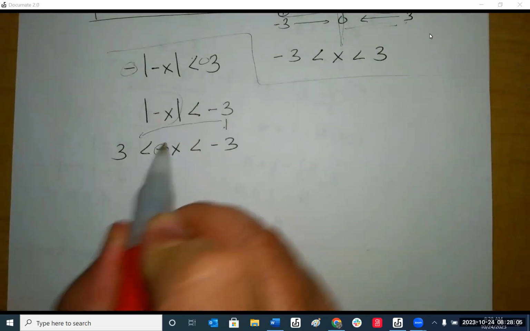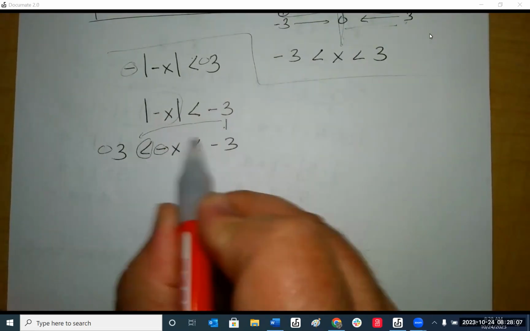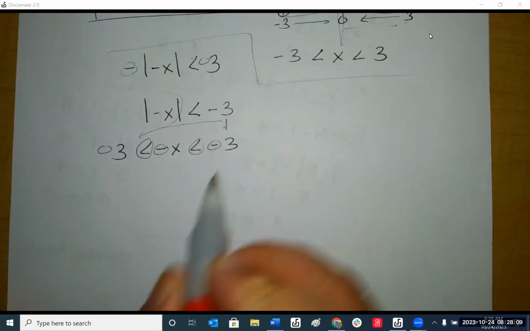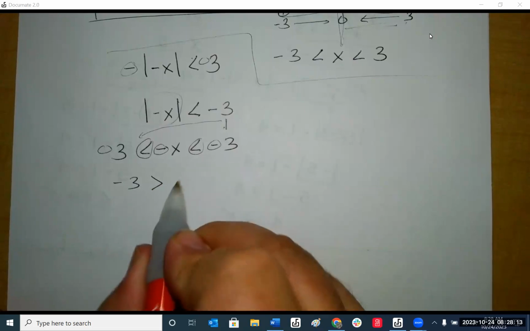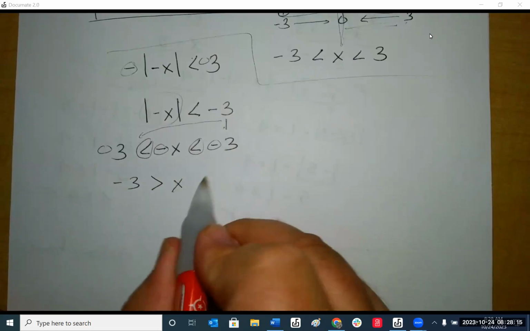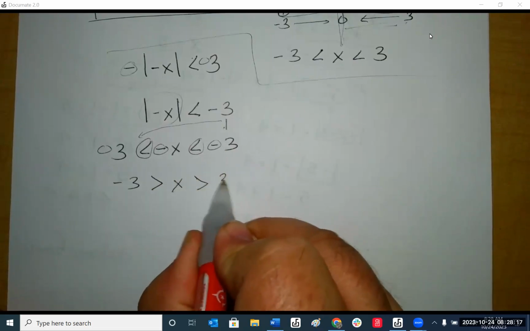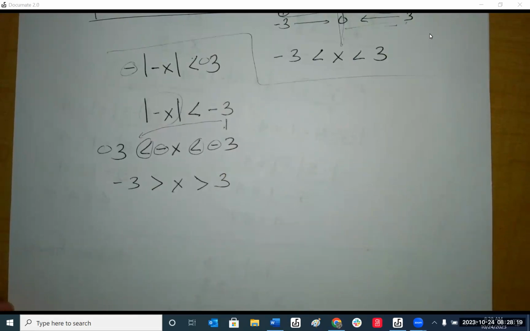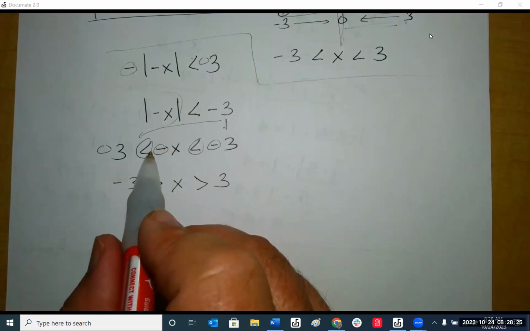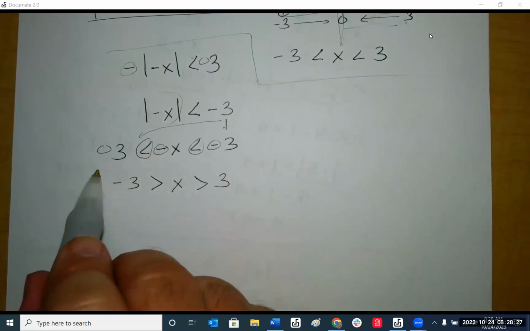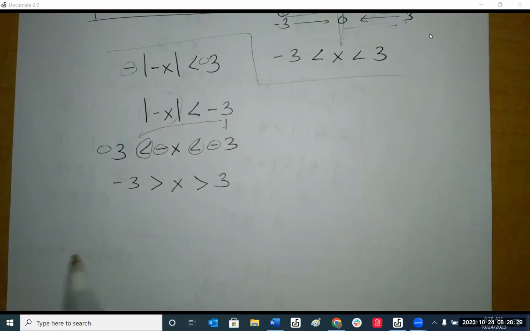Now, because that's a negative, we change everything. So this becomes -3. That becomes greater than positive x greater than 3. Whenever you change the sign of x in an inequality, as we did in chapter 1, you have to change everything, the signs of the answers as well as the inequality directions.